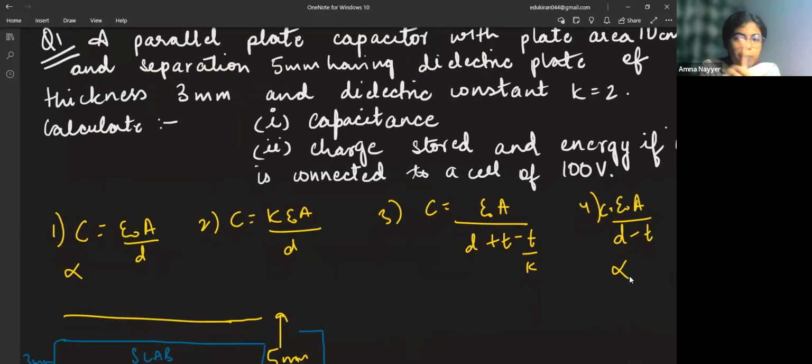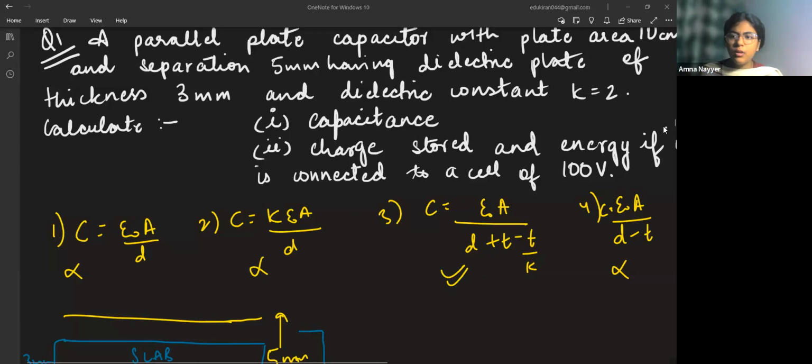There can be a confusion between these two. Now, how to eliminate whether it's option 2 or option 3? If we use option 2, it means the dielectric slab is completely filled. If we use option 3, it means this is partially filled. How to identify whether it is partially filled or completely filled? Because separation between plates is 5 millimeters and thickness is less, it means this is partially filled. So now tell me, all of you, is it fine with all of you that we are using this formula? Or is someone else disagreeing?